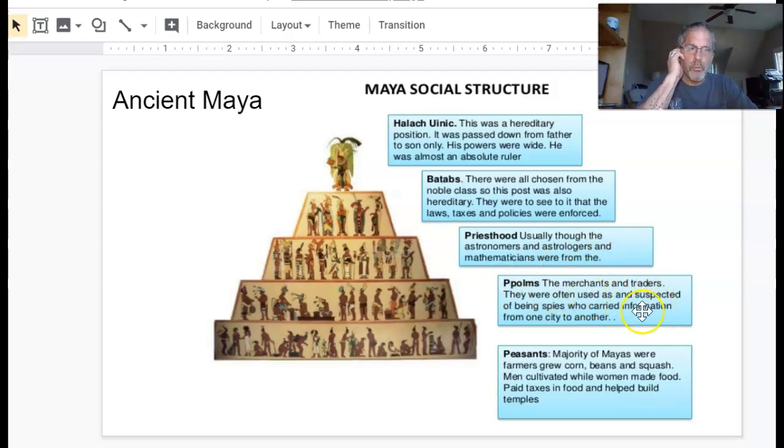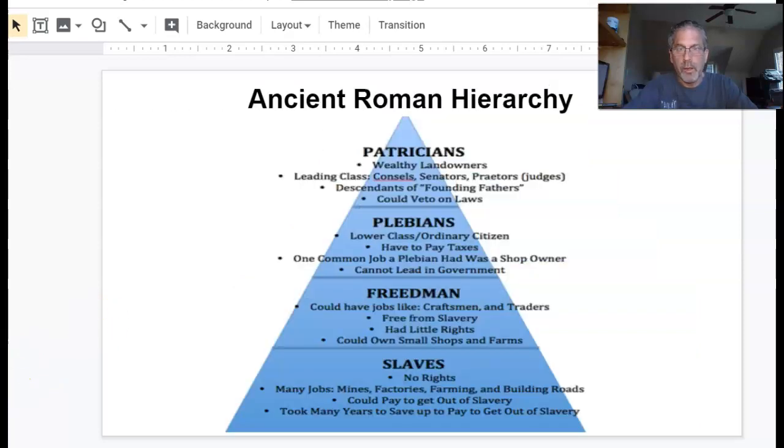Then the merchants and traders were often suspected of being spies who carried information from one city to another. And peasants, the majority of Mayans, were farmers who grew corn, beans, and squash. Men cultivated while women made food. They paid taxes in food and helped build the temples. This is Mayan.